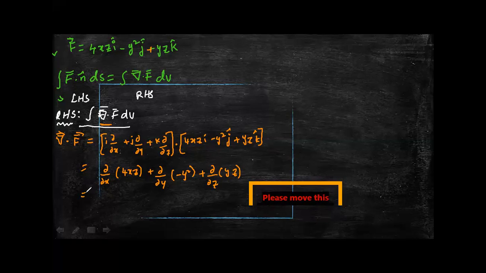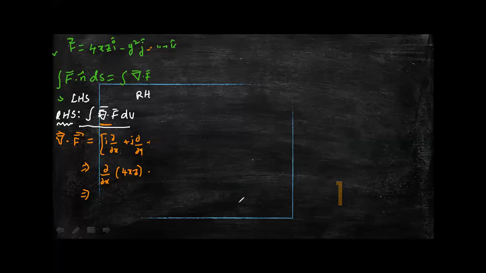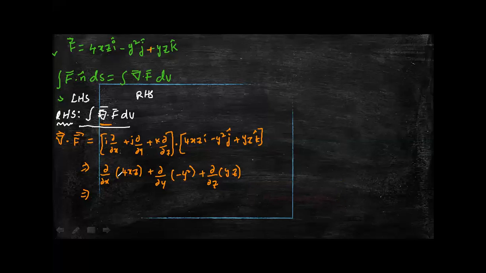So when I do this derivation, what I'm going to get? When you are differentiating the function 4xz with respect to x, I have to look here. Here I have an x. The remaining two things are constants. So I can write it as 4z. So d by dx with respect to x, that is 1.